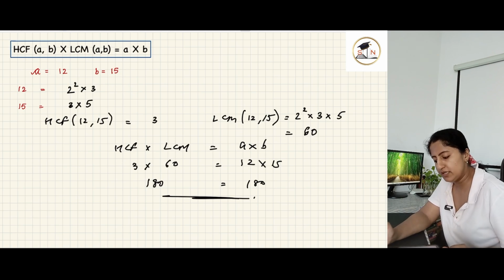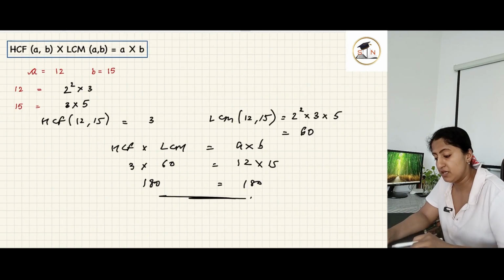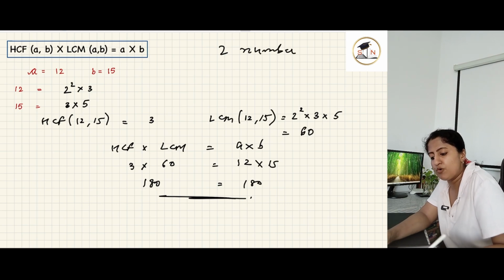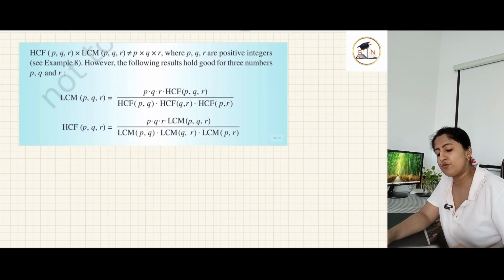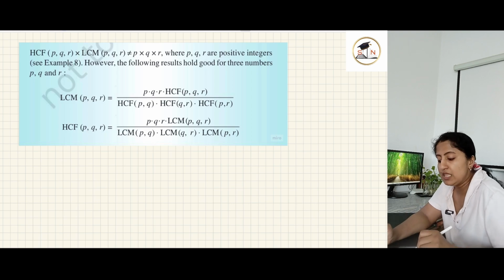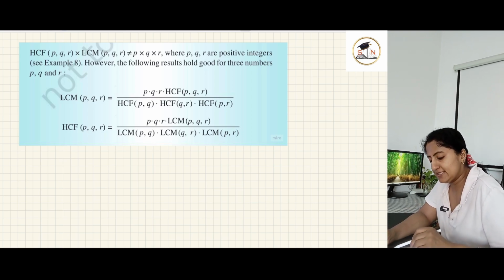Now, this was the introduction to this rule, and we have got a rule for 3 numbers. Remember, this rule is talking about only two variables, two numbers. Okay. It doesn't apply to more than two numbers. And if you had seen the previous boards paper 2024-25, there was a question with respect to the LCM, HCF and LCM rule for three numbers. The rule says HCF of PQR into LCM of PQR is never equal to the product. Remember, it's never equal to the product.